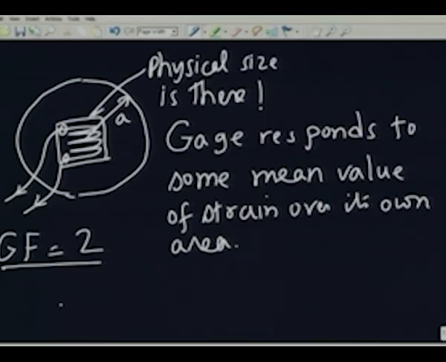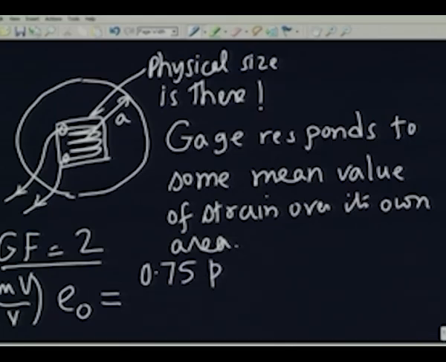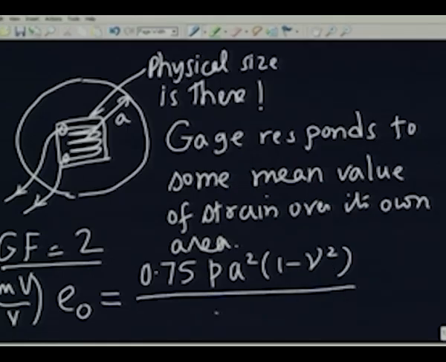If I do that, the average value of the gauge output in terms of millivolts per volt, this E naught is the gauge output in millivolts per volt, I will explain it a little later. This is given by 0.75 P A squared into 1 minus nu squared divided by T squared multiplied by E into 10 to the power of 3. So many millivolts per volt.